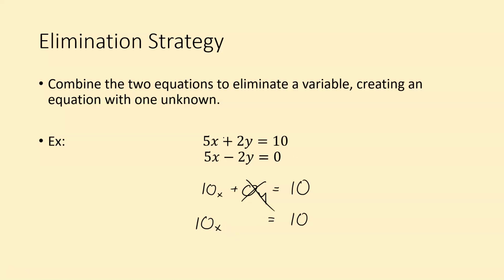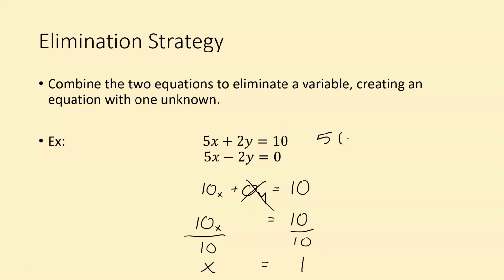What was preventing us from solving this before is we had two unknowns. So now that we've eliminated one, we can go ahead and solve for x. So we can divide by 10 on both sides, and we get x equals 1. And then now that we know that x equals 1, we can use that to solve for y. So we can just plug this into one of our other equations like we do for substitution. I'm going to go ahead and plug it into the first equation.